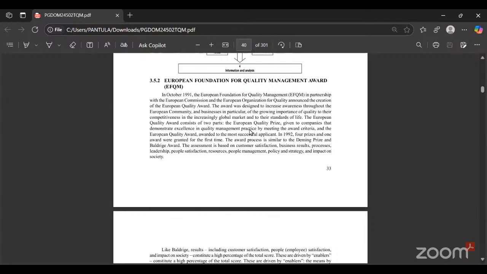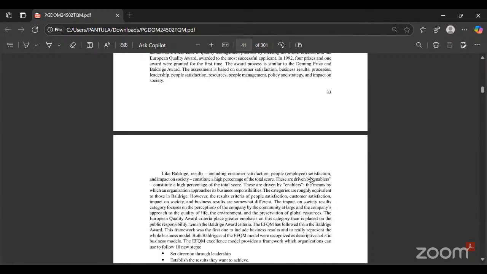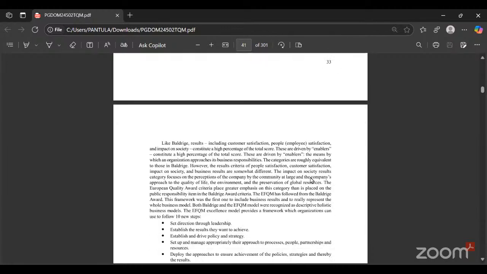The European Quality Award consists of two components. One is the European Quality Prize, given to companies that demonstrate excellence in quality management practices by meeting the award criteria. The European Quality Award is awarded to the most successful applicant. In 1992, four prizes were granted for the first time. The award process is similar to the Deming Prize and Baldrige Award. In the results, including customer satisfaction, people, that is employee satisfaction, and impact on society, a consistently high percentage of the total score is considered.